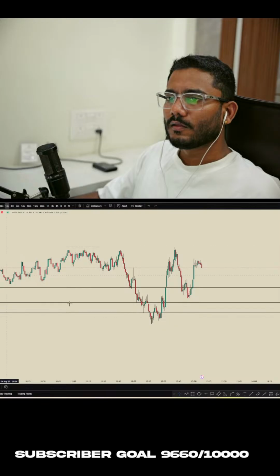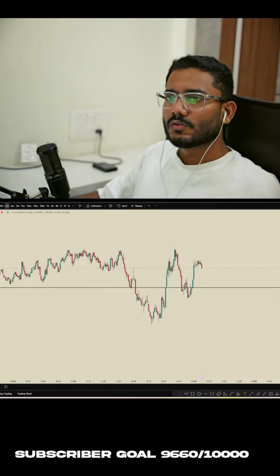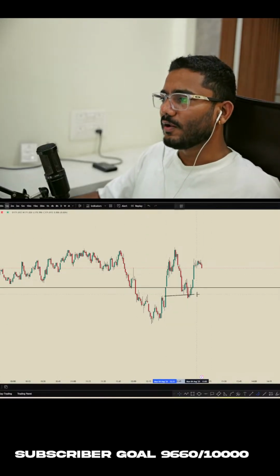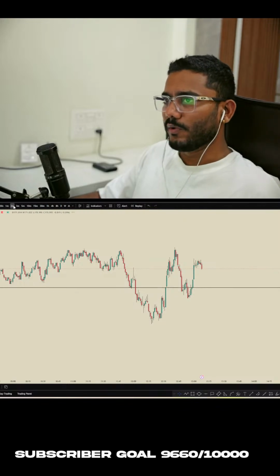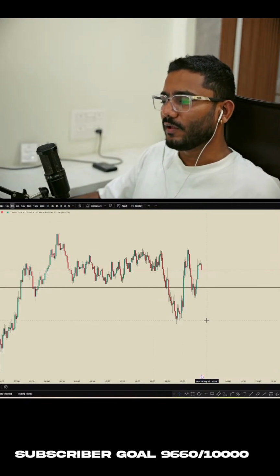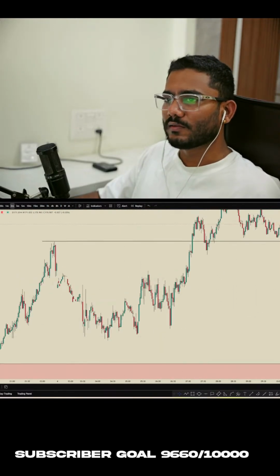Now, let me remove this. So again, we have this imbalance which is fulfilled by this order block, and price has already tapped this area. So I'm waiting for price to create a new liquidity sweep like inducement. Then we can look for a new setup, for example, something like this.